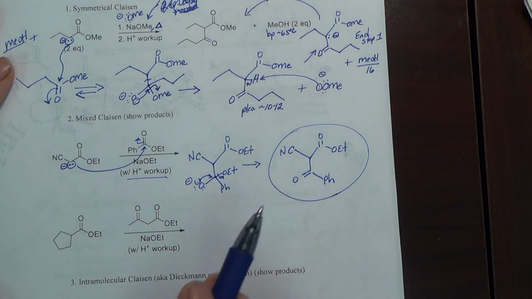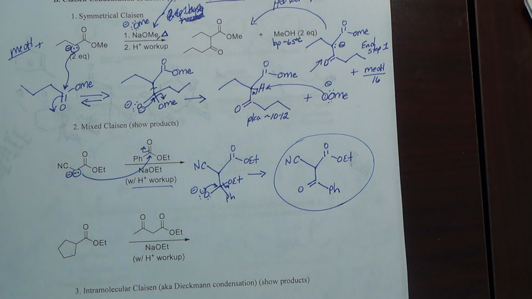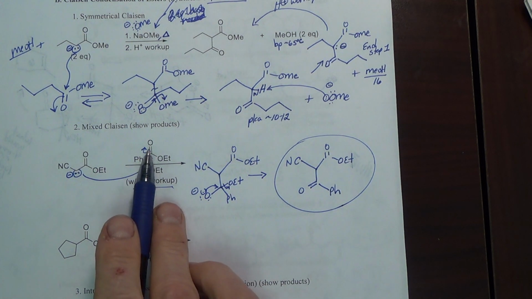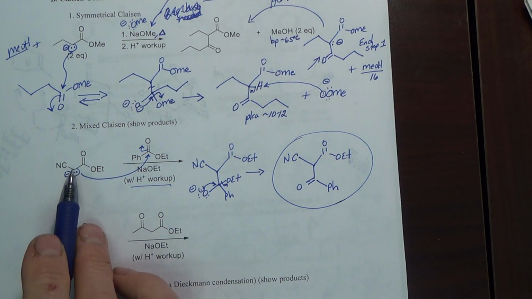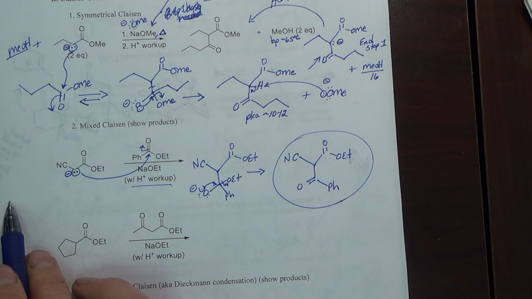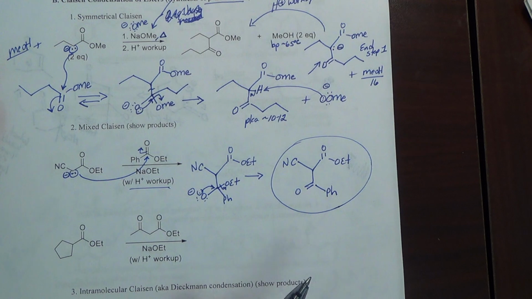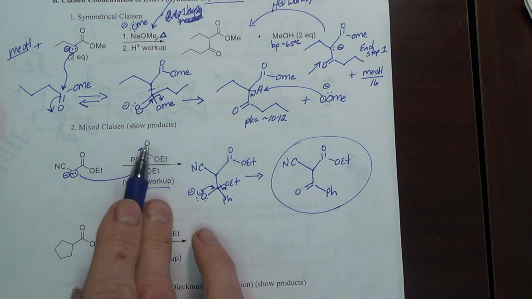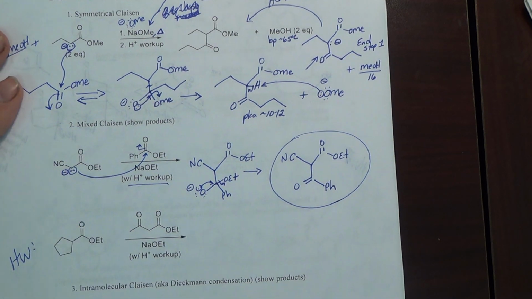Now the selectivity here is not always great. It often can be. There's some practicalities that can make it more selective. For example, using excess of this ester. But it is possible for this anion to react with another of itself. I mean, why not? But if it does react with a different ester, it would be called a mixed Claisen. And it's certainly possible to do that. Why don't you try this one here for homework? Okay.